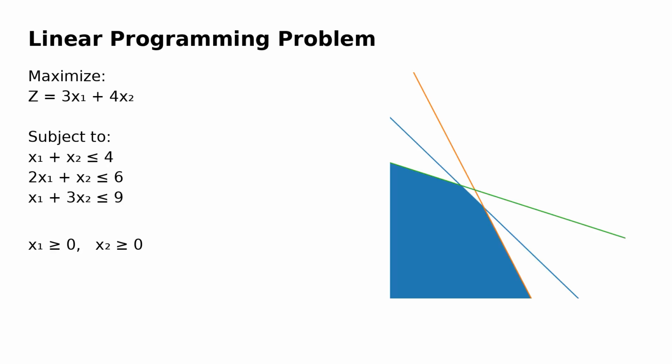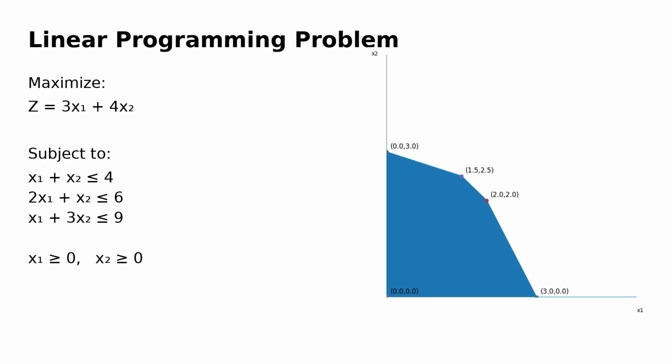First, let's solve this problem graphically. We draw each constraint as a line and identify the feasible region that satisfies all constraints. Next, we identify the corner points of the feasible region. These are the candidate solutions. We evaluate the objective function at each corner point. The point that gives the highest value is the optimal solution. In this case, the optimal solution occurs at x1 equals 1.5 and x2 equals 2.5. This gives a maximum profit of 14.5.